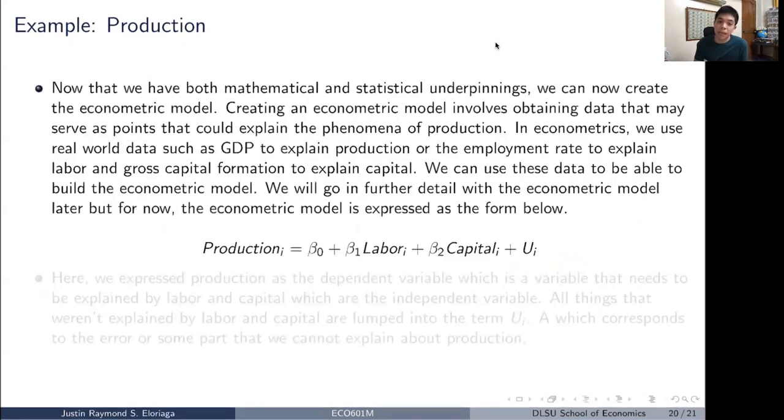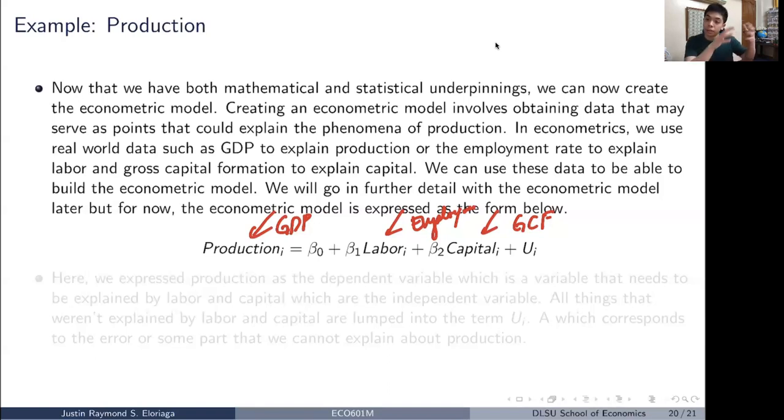So now that we have both a mathematical and statistical underpinning, we can now create the main econometric model. Now, creating an econometric model involves getting real world data. So we get data for production, we get data for labor, we get data for capital. Production, oftentimes you could put as GDP. Maybe labor is your employment rate or your number of hours worked on average. Then you have capital, which may be gross capital formation. These are real world variables that represent the variables which we constructed based on our economic theory.